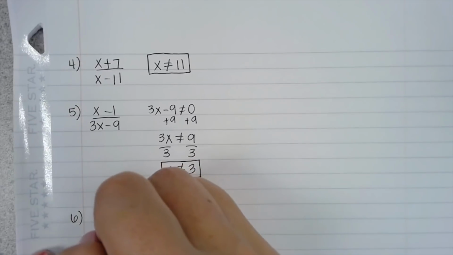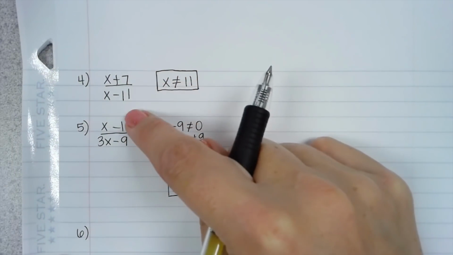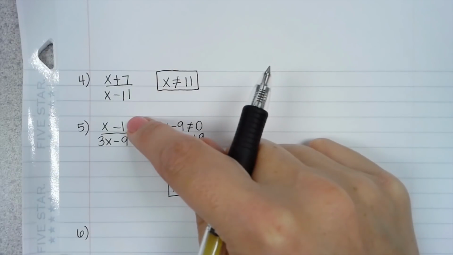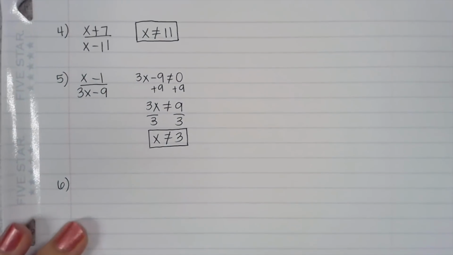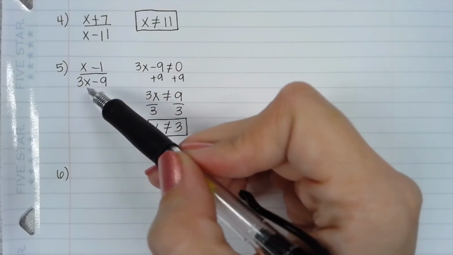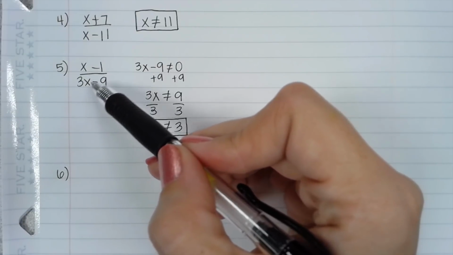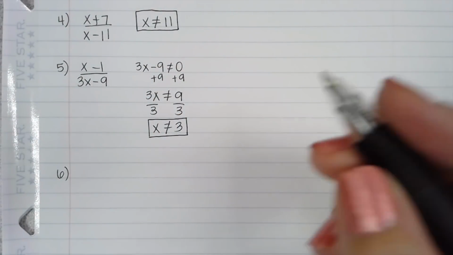A point about these two before we move on, you don't care what the top is, because it's okay to have a 0 on the top of a fraction, you just can't have a 0 on the bottom, so it's good to make that distinction. I don't mind if x equals 1, but it's bad if x is 3, because 3 times 3 is 9, and then 9 minus 9 would give me 0 for that part.